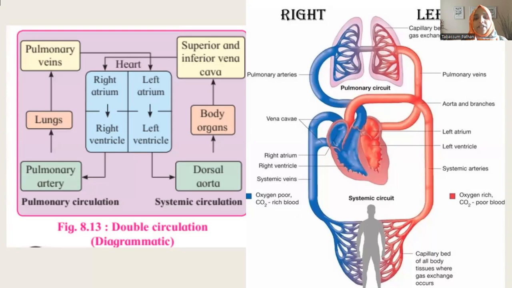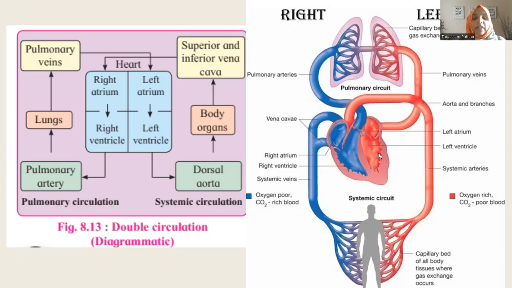For example, in fishes, the deoxygenated blood is pumped from the heart towards the gills where it undergoes oxygenation. This oxygenated blood will move to various parts of the body, and then it will get deoxygenated and return back to the heart for the next cycle. So this is one cycle, passing through the heart once. Whereas what happens in double circulation is that the blood will pass twice. You can see two circuits over here: pulmonary, the lung circuit, and the heart and the body, that is a systemic circuit.